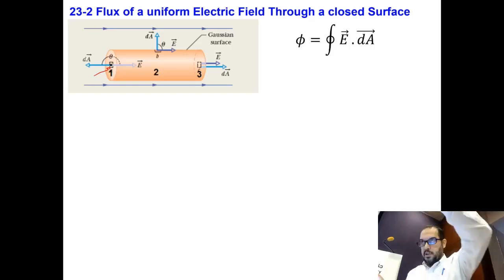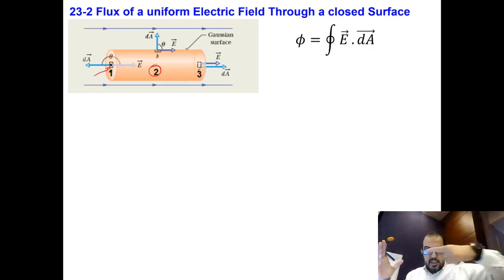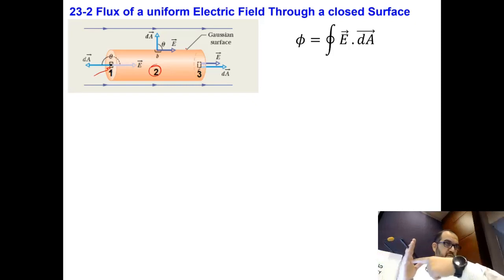Area number 2, which is the belt of the cylinder, this is what we call 2. And you can see the electric field in that case is perpendicular to the area vector. You can see the area vector, it's at an angle of 90 degrees. And the third area is actually the area to the right, for which the electric field now is piercing out. So the angle between the area vector and the electric field is 0, and the flux is positive.